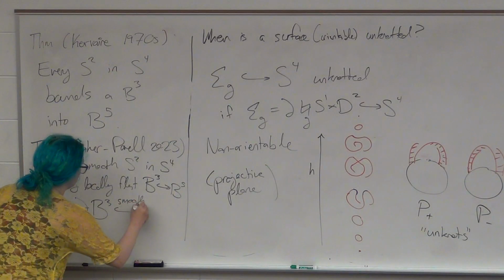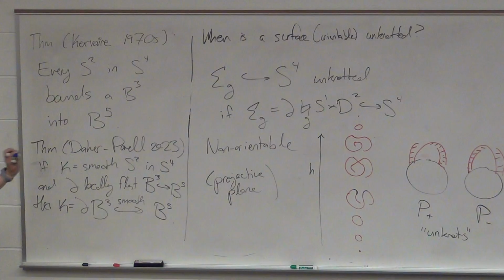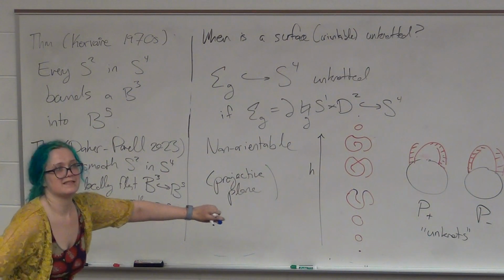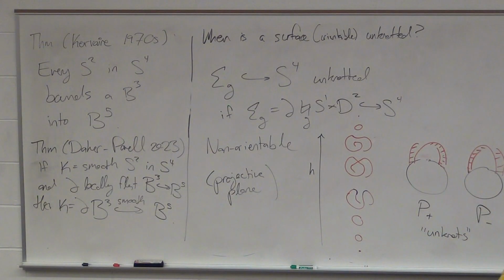Smooth in B5. Okay, so I have to say the boundary is smooth in the first place, or else that wouldn't make sense. But if we're looking at smooth 2-spheres in S4, I don't need to consider the difference between topologically and smoothly sliced. They're just the same.